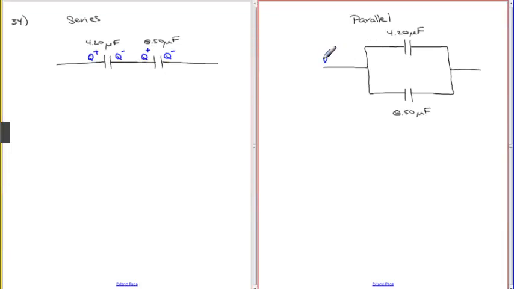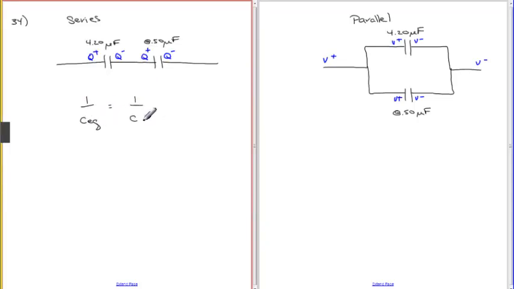Now over here we have voltage across the two capacitors, and because these are connected by a wire, the voltage here is the same as the voltage there, and the voltage there is the same as the voltage there. So the common thing here is that we have the same voltage across each capacitor. Here we have the same charge across each capacitor. And if you apply that to the definition of capacitance, we find that for series capacitors, the reciprocal of the equivalent capacitance is equal to the sum of the reciprocals of the individual capacitances.